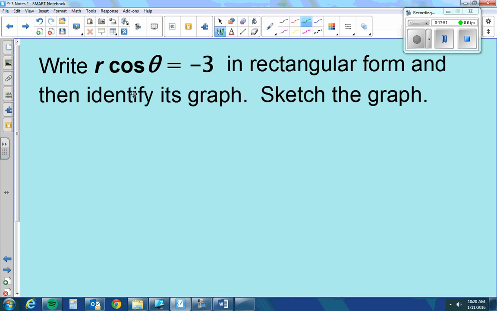Now, find this one. Here, this is easy. x equals r cosine theta, which means this is just x. So the equation is x equals negative 3, which is a vertical line. Done.